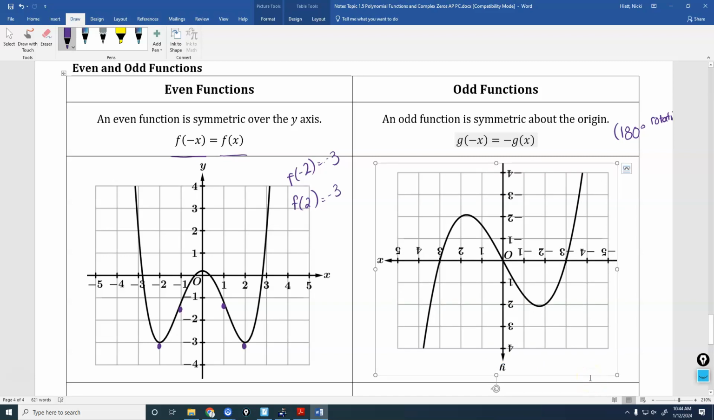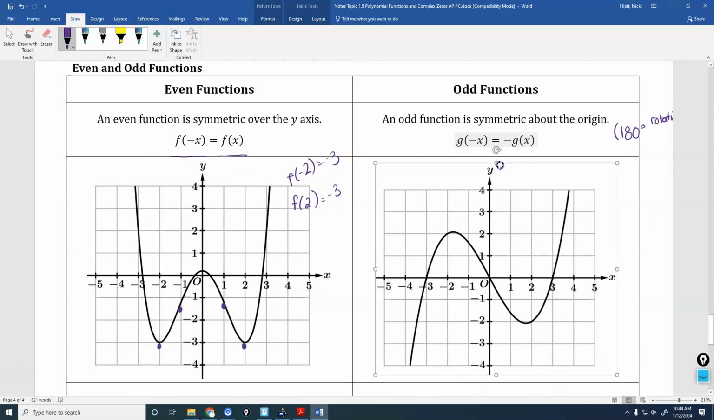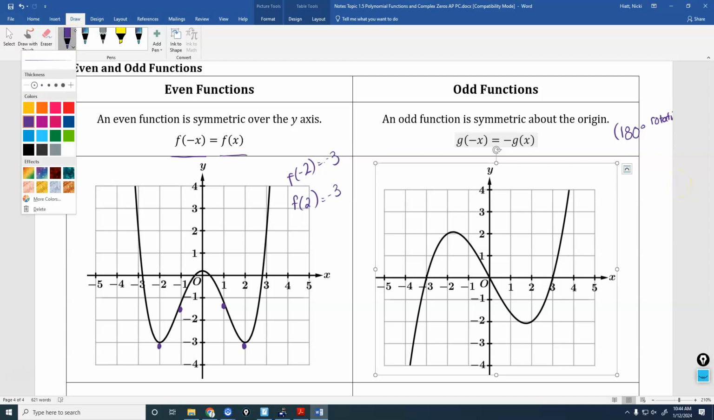Now, my numbers are obviously off, my x and y axes are off because I rotated it. But does the graph look any different than what you see on your paper right side up? So with origin symmetry, if we rotate the graph 180 degrees, either direction, doesn't matter, you'll end up with the same graph. So what you're going to find for this is that if we plug in negative x, we get the opposite of g of x.